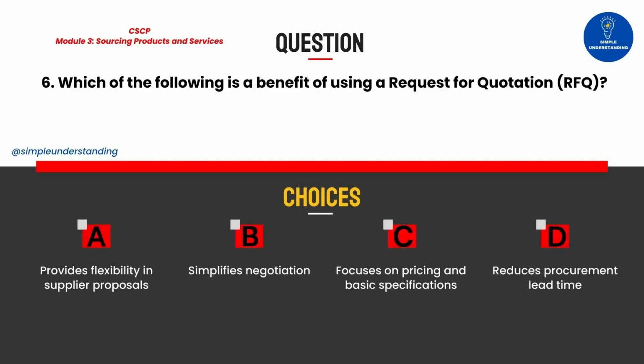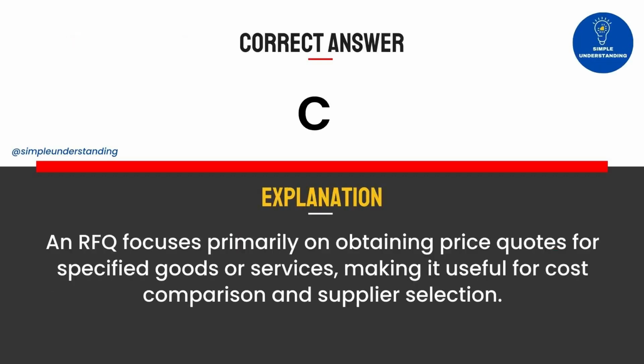6. Which of the following is a benefit of using a request for quotation, RFQ? A. Provides flexibility in supplier proposals. B. Simplifies negotiation. C. Focuses on pricing and basic specifications. D. Reduces procurement lead time. Correct answer C. Explanation. An RFQ focuses primarily on obtaining price quotes for specified goods or services, making it useful for cost comparison and supplier selection.